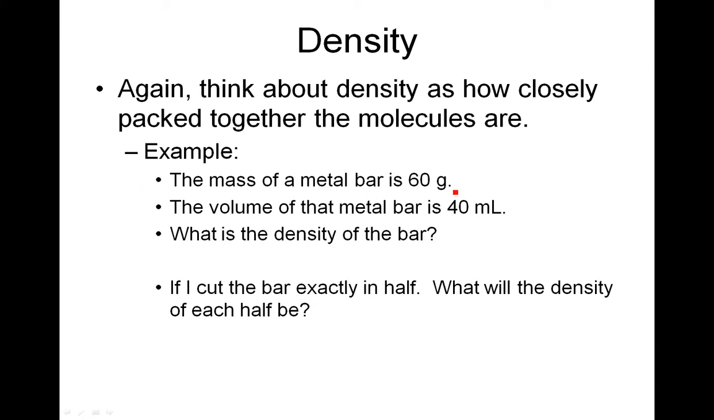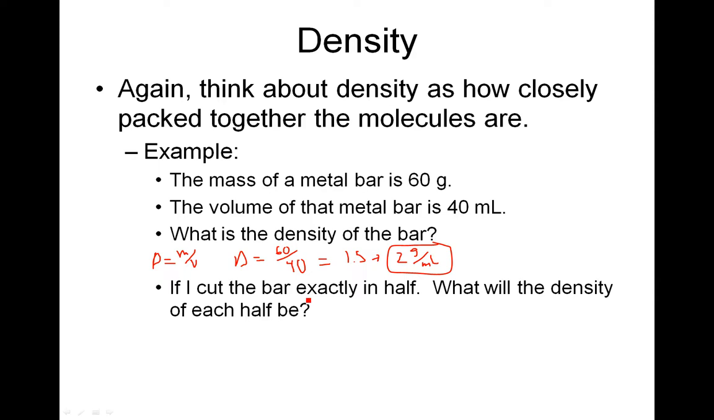So the mass of a metal bar is 60 grams. The volume of the metal bar is 40 milliliters. What's the density of the bar? Okay, so density again equals mass over volume. So density equals 60 divided by 40. We do that, and we get 1.5, which would round to 2 grams per milliliter. Will that metal bar float in water? No. Why? Because its density is greater than water. It's greater than 1.